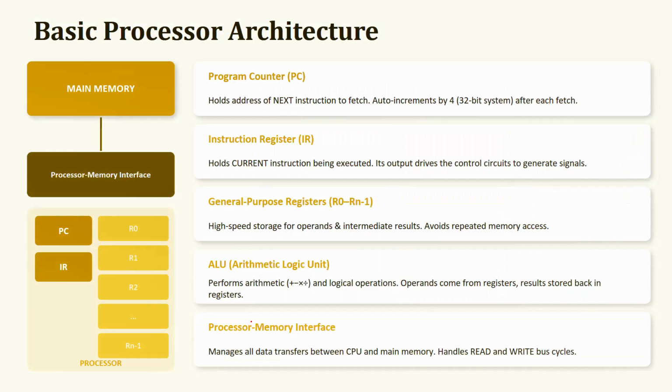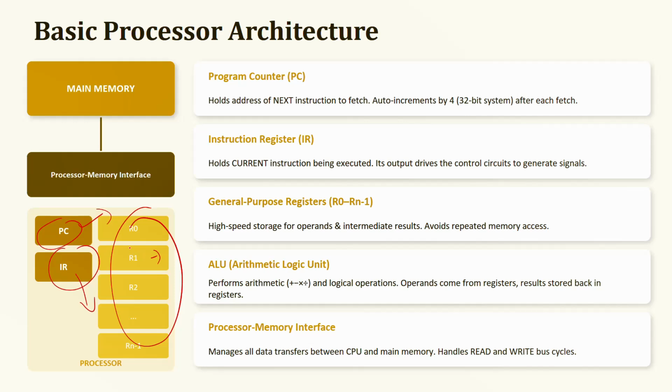The next topic related to this is the basic processor architecture. In this basic processor architecture, it includes the PC, IR, and R0 to Rn-1. Here the PC is the program counter, IR is the instruction register, and R0 to Rn-1 are the general purpose registers.